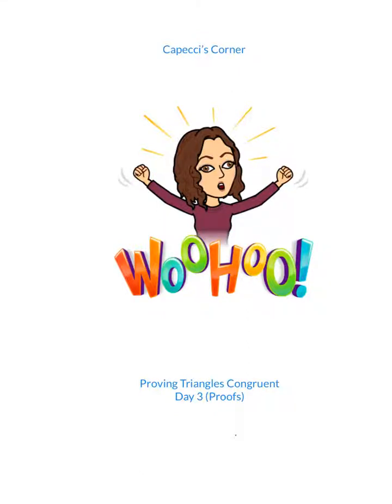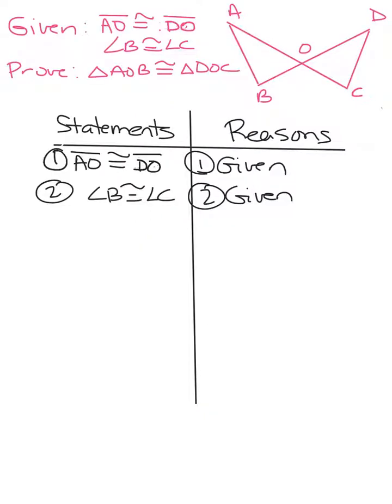Today's lesson is on proving triangles congruent, and we are going to look at some proofs. Our first proof has the given information already in the body of the proof, so let's mark up the diagram. So I have AO is congruent to DO, and then I have angle B is congruent to angle C. Now again, we always have to make sure we're taking a look at our proof where we're trying to go. So we're trying to prove that these two triangles are congruent.